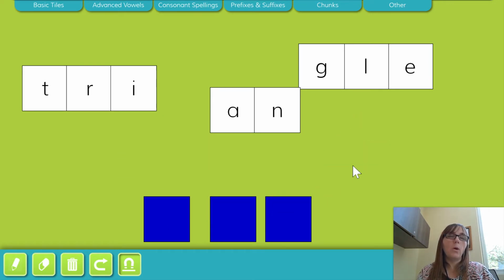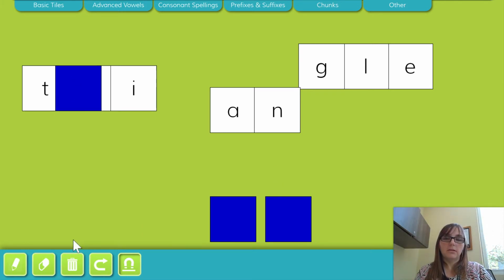I want you to see what it would sound like if you said triangle, but you didn't say try. So let's take that off. We have angle, right? So angle. So triangle without try is angle. Let's try another one.